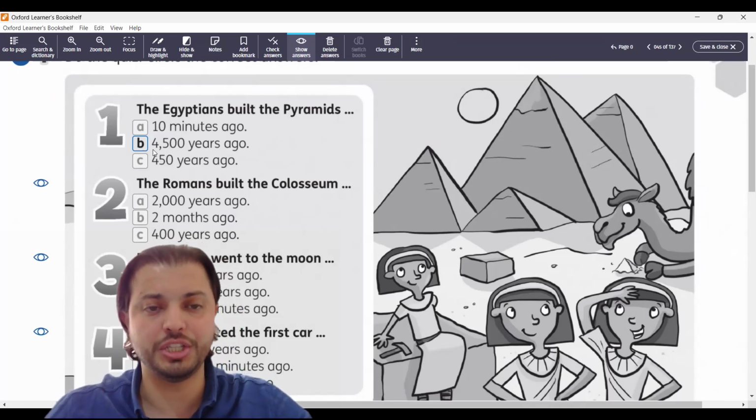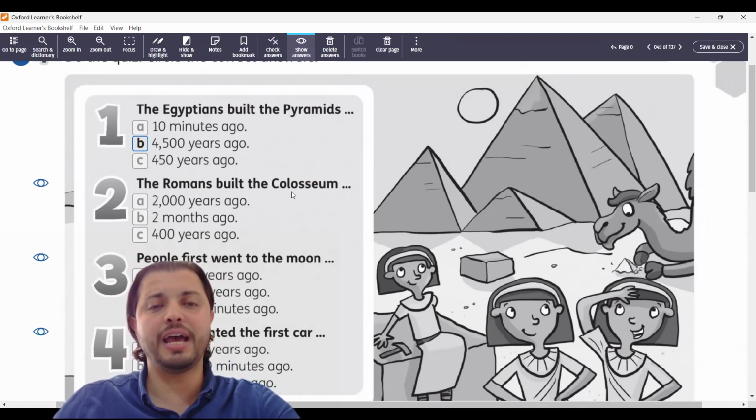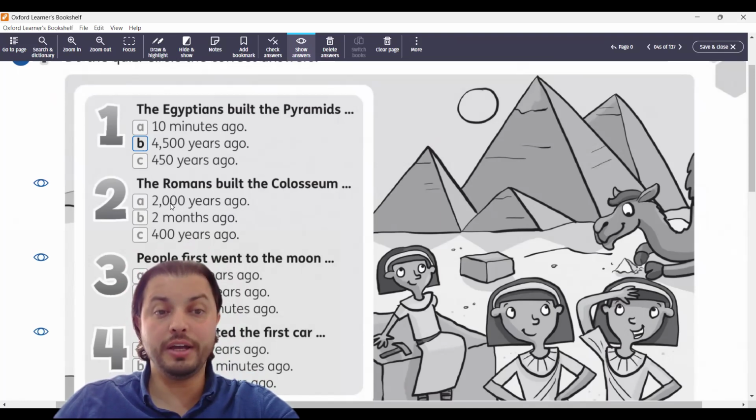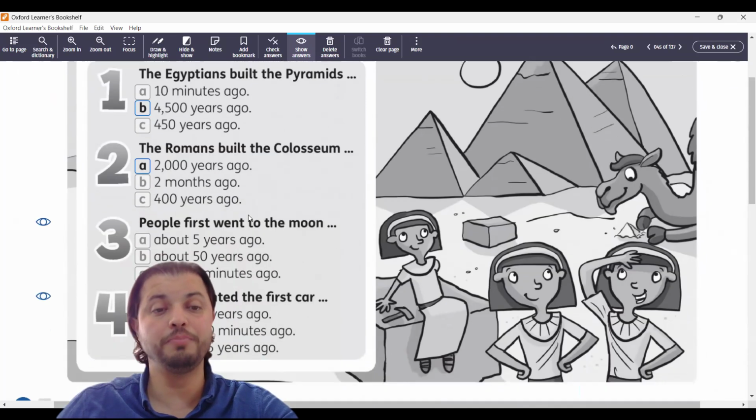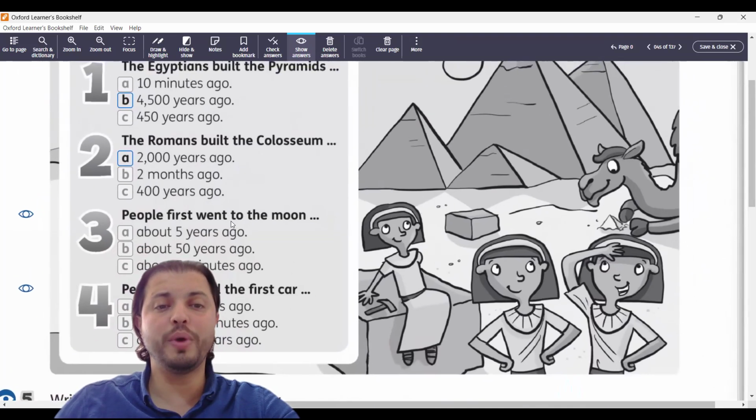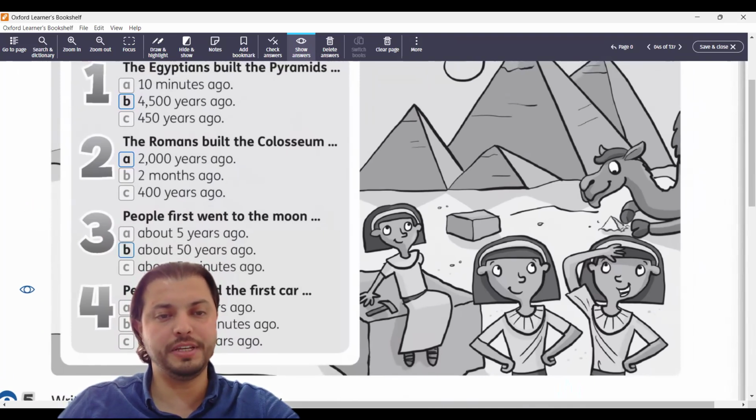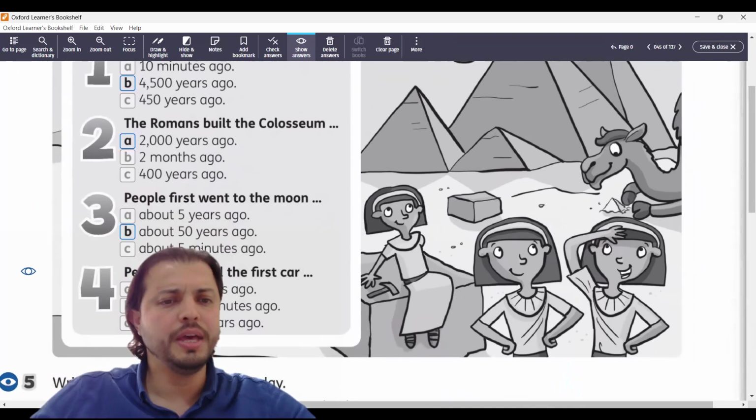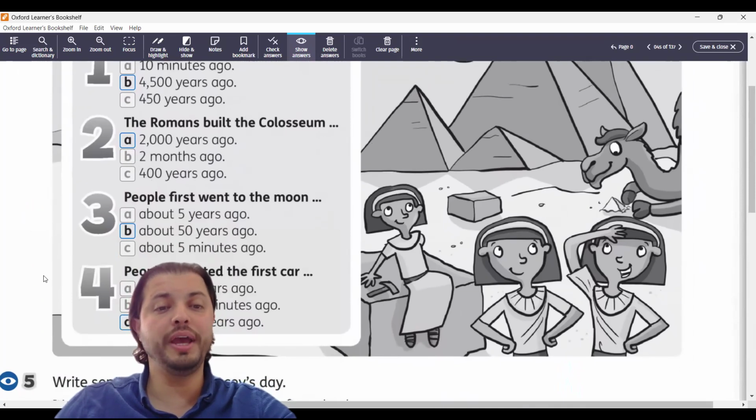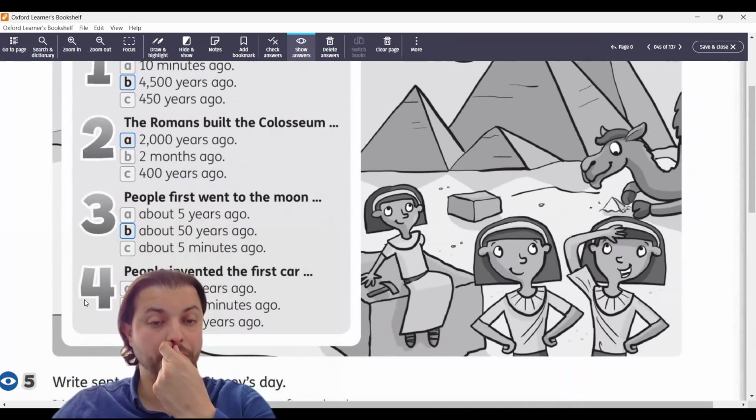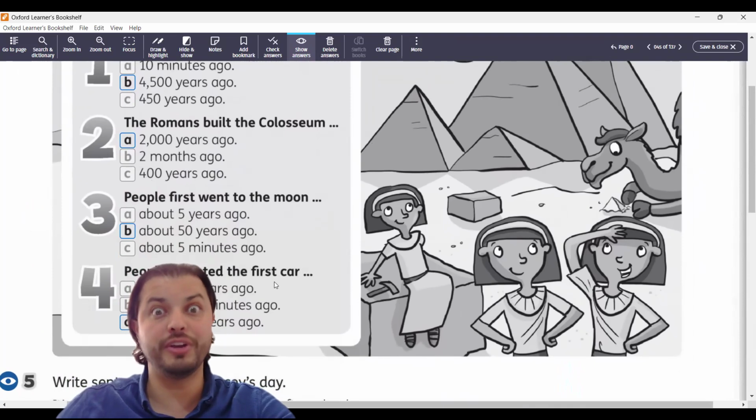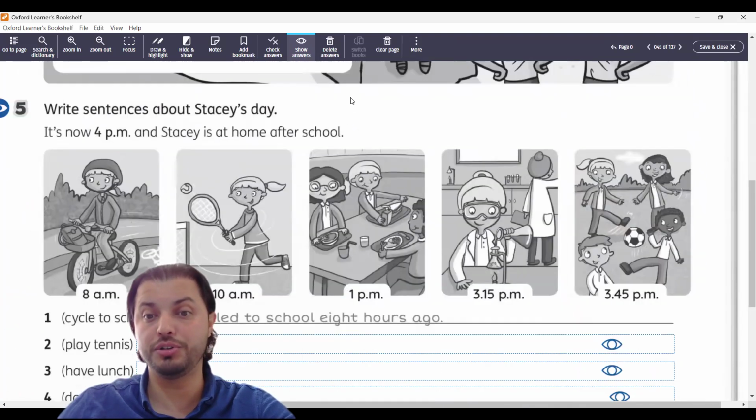This is ancient time. The Romans built the Colosseum 2,000 years ago. Two months ago? 400? Of course, it's 2,000 years ago. People first went to the moon 5 years ago, 50 years ago, 500 years ago? Of course, 50 years ago. Now I think it's more. People invented the first car about 135 years ago. Yeah, it's a long time.